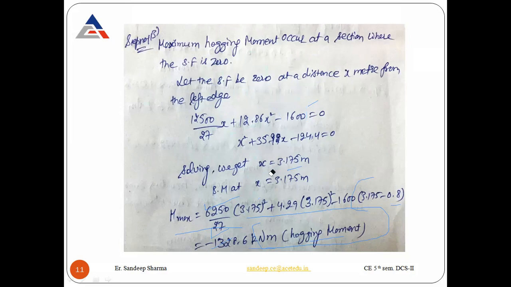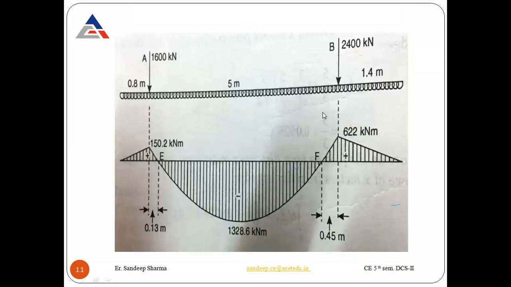So now we have all these three moments, the two sagging and one hogging moment. This is the figure that you will get after calculating this. So this is the maximum hogging moment, 1328.6 kilonewton meter. And then we have these two sagging moments, 150.2 kilonewton meter and 622 kilonewton meter.